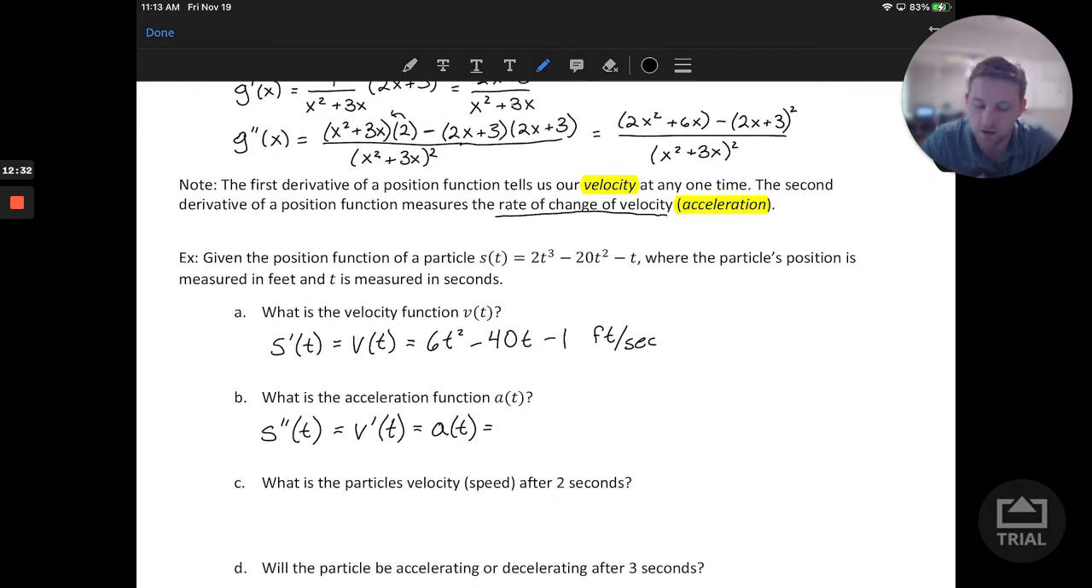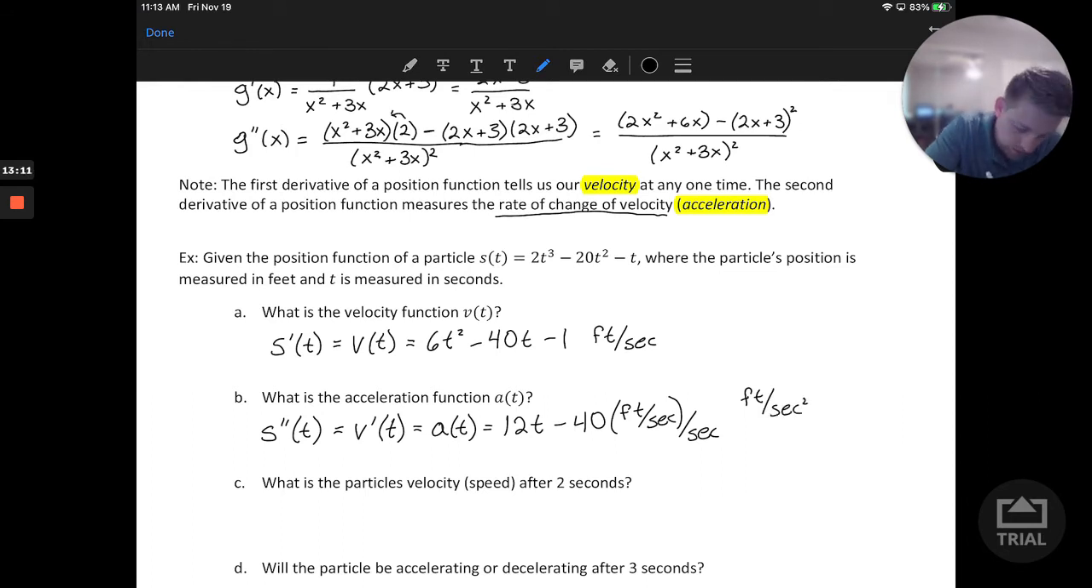So a derivative of the v function up above, we can do the power rule again. That would be 12t minus 40. And again, since this is the rate of change of our velocity, feet per second is the velocity, but we want the rate of change of that. So we're wanting to see how the rate of change, feet per second, is changing over time. In other words, we would call that feet per second squared.